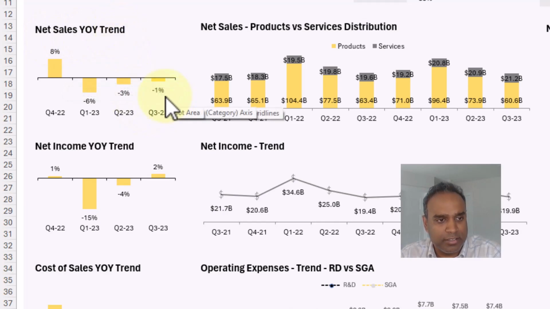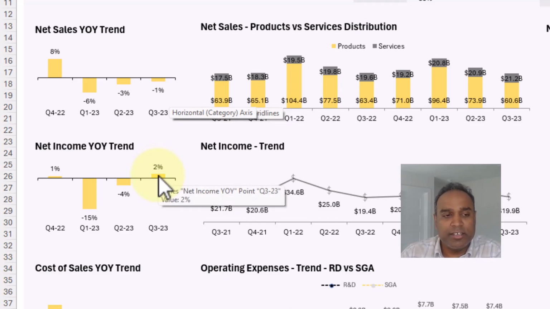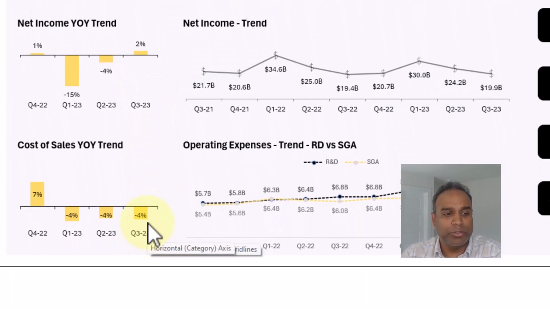This shows that in the latest quarter there is a negative 1% net sales year over year. And then the net income is high, and that's because they were able to bring the cost of sales down. That would be because of the increase in services and the drop in products, and that leads to lower cost of sales, which leads to higher net income.